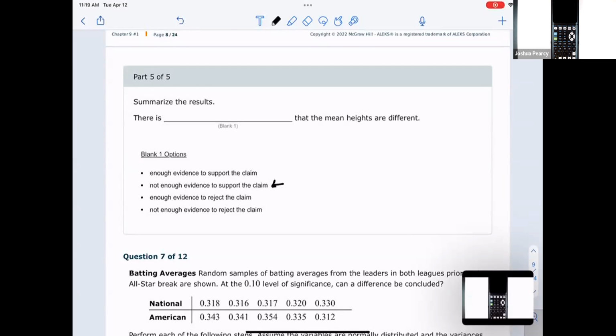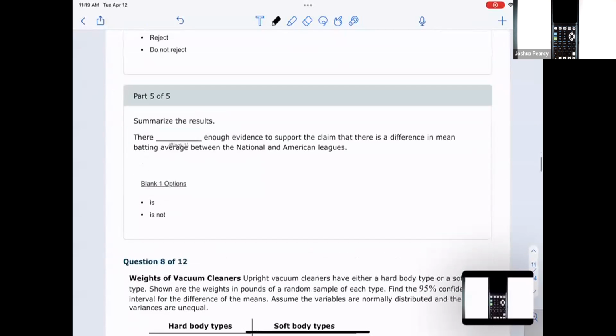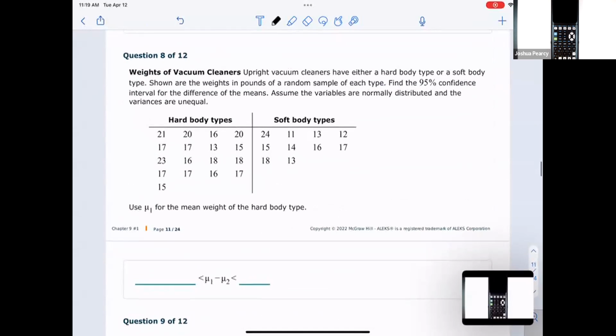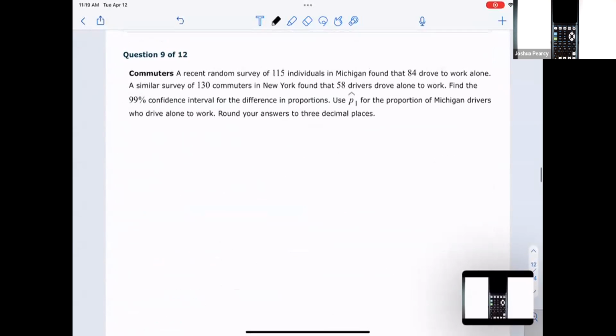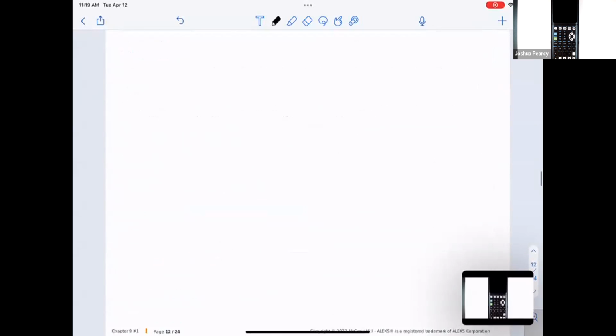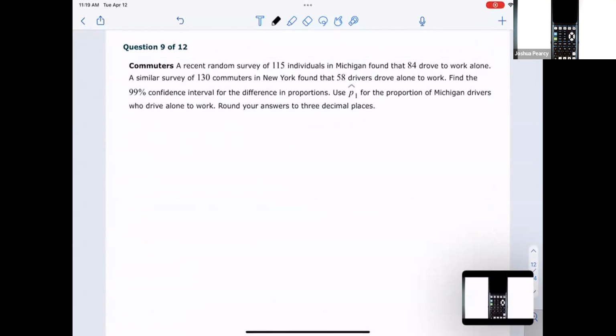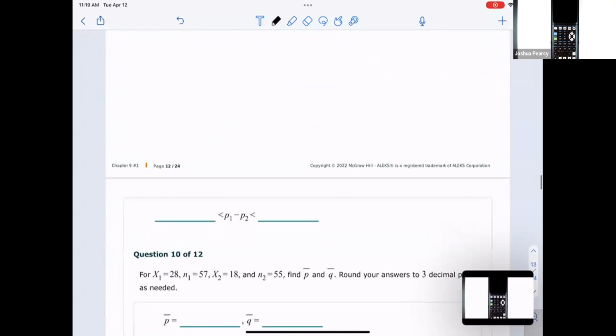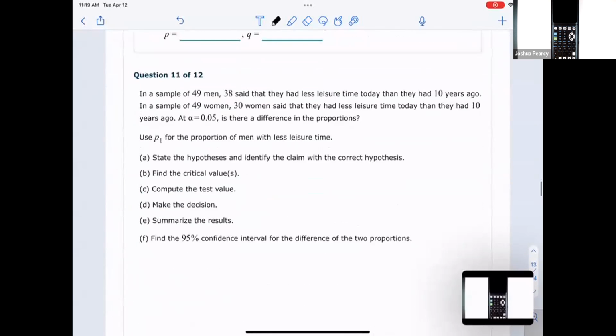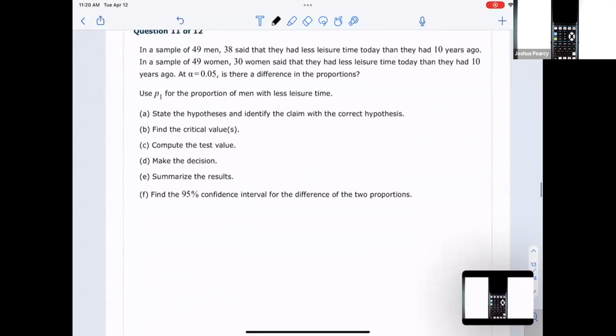Everyone okay with that? Now let's look at one from 9.4. That's the same thing. What does this say? This one's a confidence interval. Let's do this one here. Number 11.